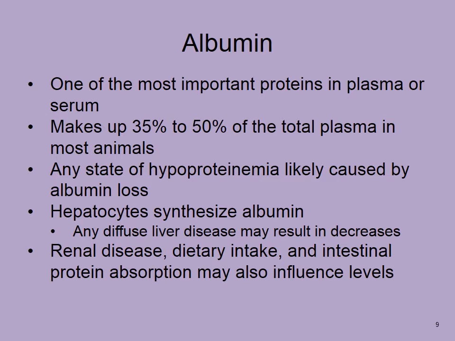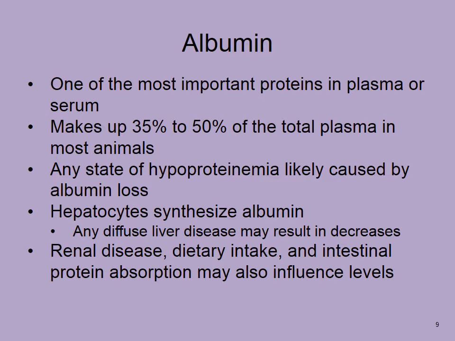Albumin is one of the most important proteins in plasma or serum. It makes up about 35 to 50% of the total plasma in most animals. It's huge. So basically, if we have hypoproteinemia, it's usually because we're losing albumin. Albumin is made in the liver cells, in the hepatocytes. So again, any diffuse liver disease that's actually injuring those cells is going to result in a decreased production of albumin.